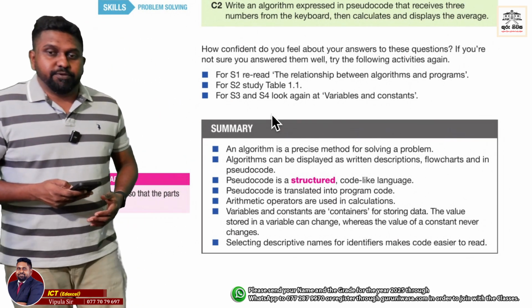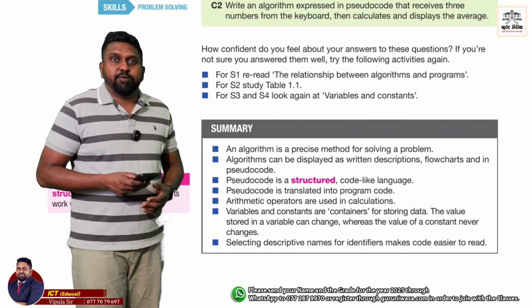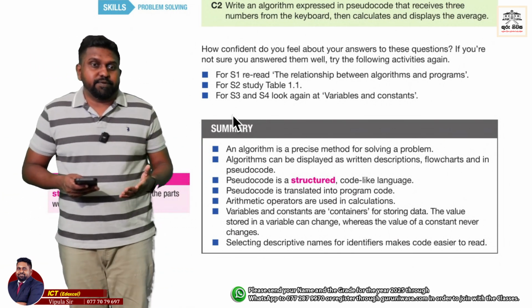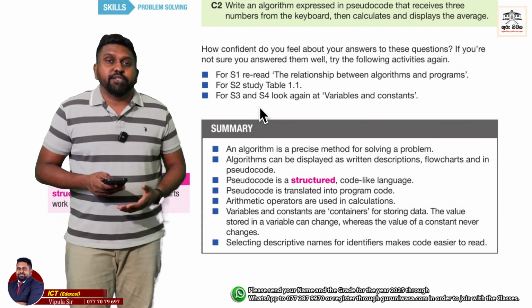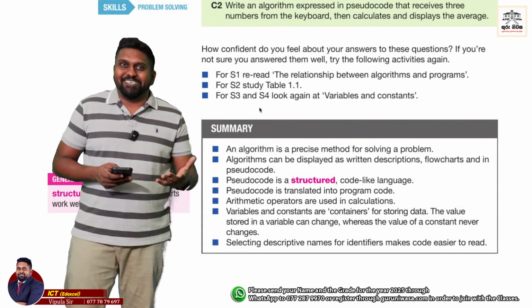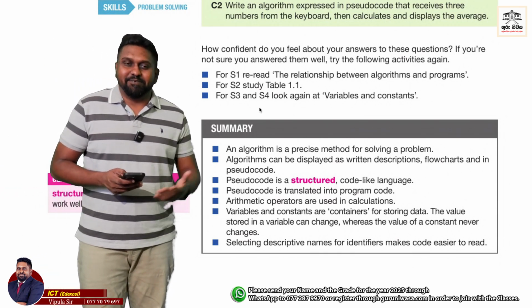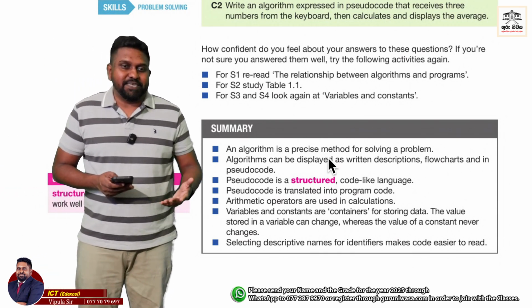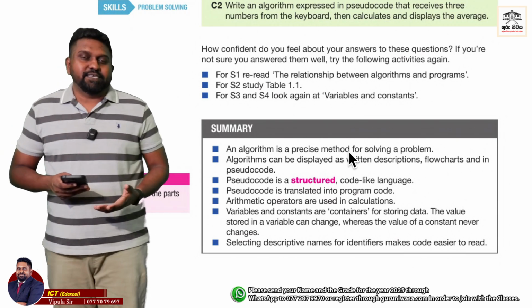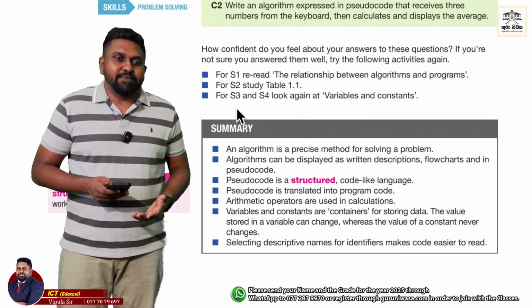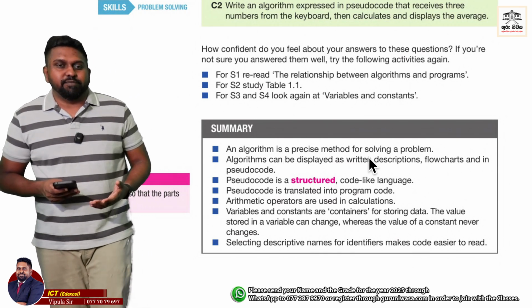Okay, so please write this down. The primary question we always get is what is an algorithm. An algorithm is basically a precise method for solving a problem. Okay, an algorithm is a precise method for solving a problem.